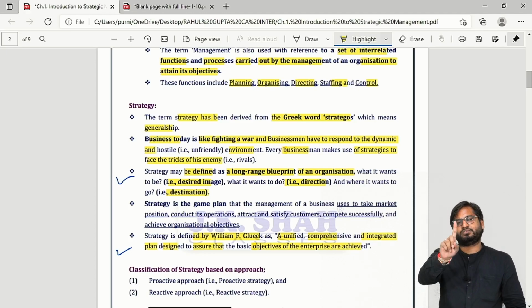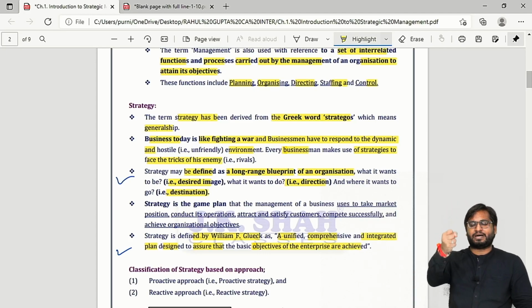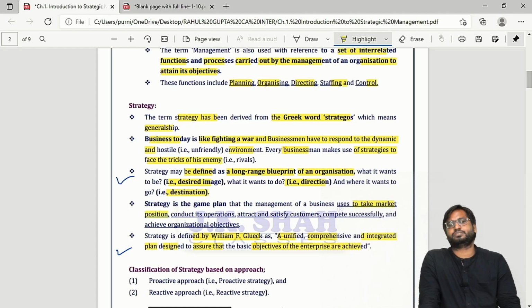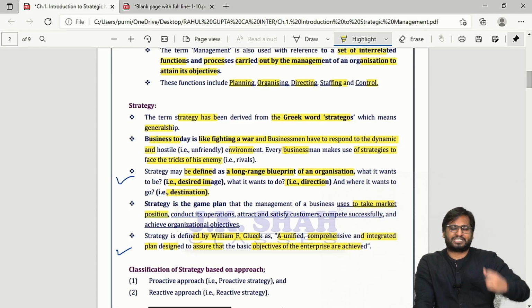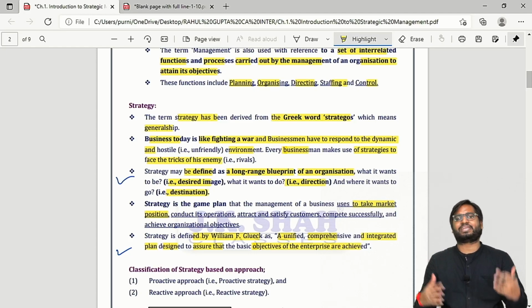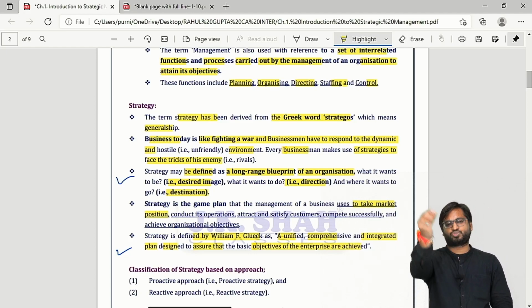Number 1, what was the first point? To achieve our market position. How good we are to take market position, to establish a name for ourselves. Once we establish our names for ourselves, we'll try to conduct our operations, carry out our business activities, try to sell our products to the customer.